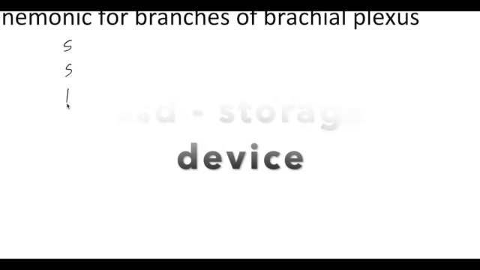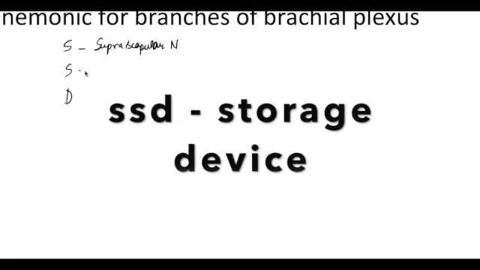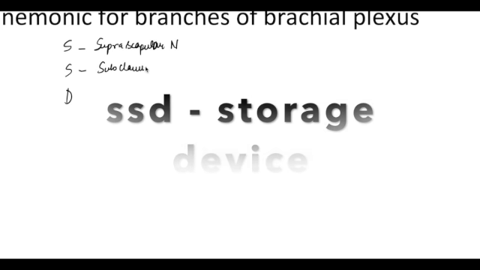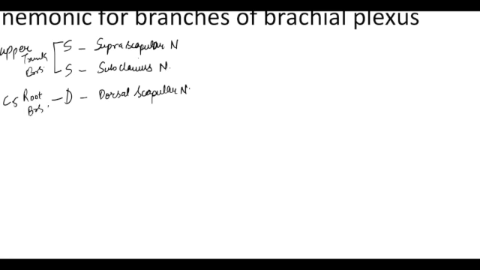First mnemonic is SSD: suprascapular nerve, subclavius nerve, and dorsal scapular nerve. So first two are the branches of upper trunk, and the third one is a branch from the C5 root. Okay, so the mnemonic is SSD, SSD.